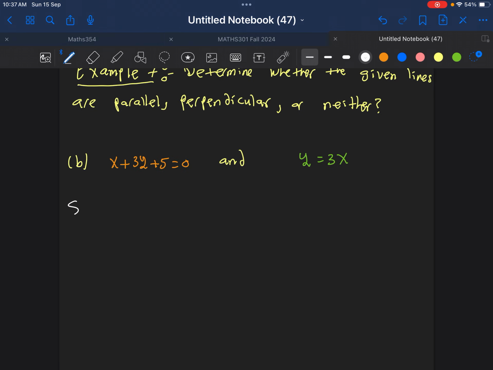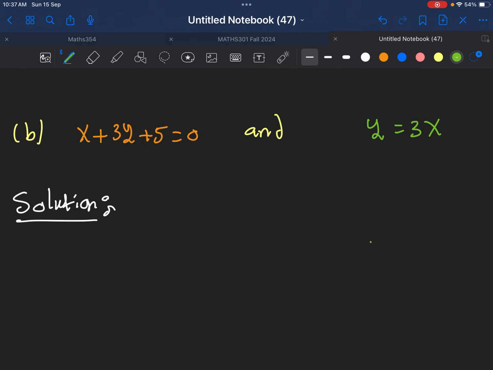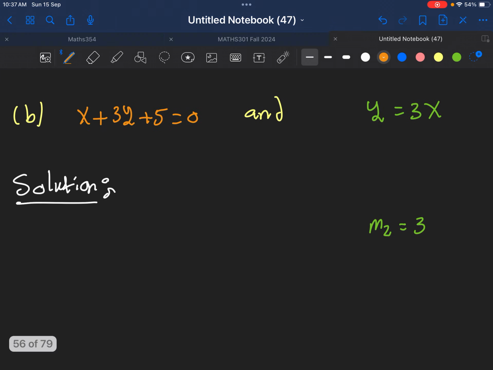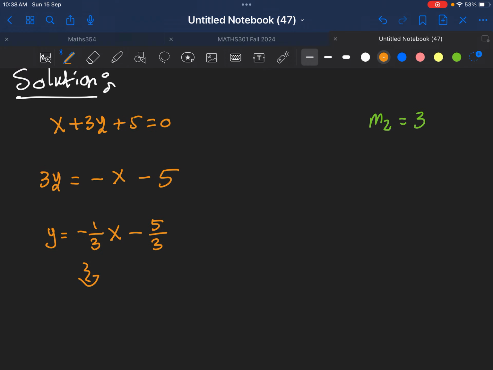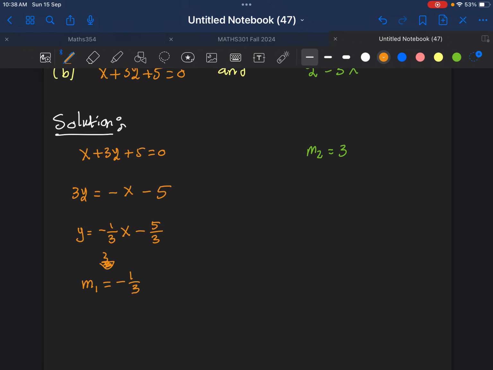Let's go to example B, where we have an equation, but not in the slope-intercept form. For m2, that is easy because y is separated alone on one side, so the number in front of x is the slope. Now, for the orange line, I need to deal with it a little bit. I need to separate the y first. I will keep 3y and move everything to the other side, so it will be -x -5. Next step, I will divide by 3, so I will get -1 over 3 x, -5 over 3. Now I can directly find m1, which is -1 over 3.